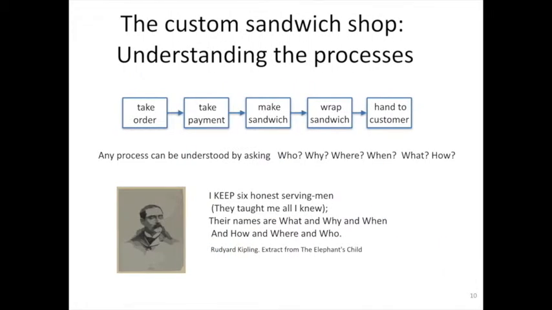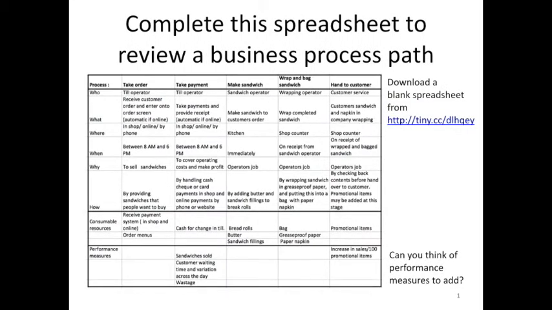The writer Rudyard Kipling, in his story The Elephant's Child, stated the 6 questions that can be used to understand any process. The who, why, what, where, when, and how. This is shown in the table on the next slide. Completing this spreadsheet will capture a lot of knowledge about the business process. You may wish to pause the slide so that you can study it, and you can download a blank spreadsheet from the URL shown.